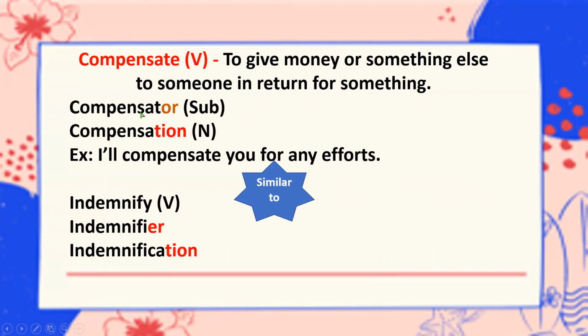So here, how can I form the subject from such a verb? By adding the suffix or, excellent, at the end of the verb to be compensator, or compensater, okay, both are correct. And how about the noun? By adding the suffix tion at the end of the verb to be compensation. So here, our example today is I'll compensate you for any efforts.